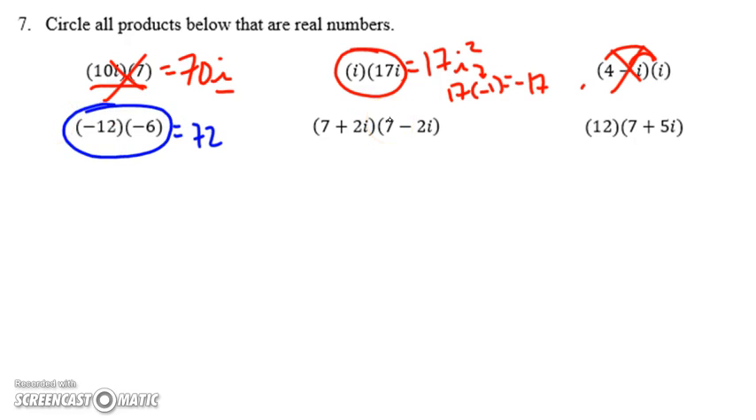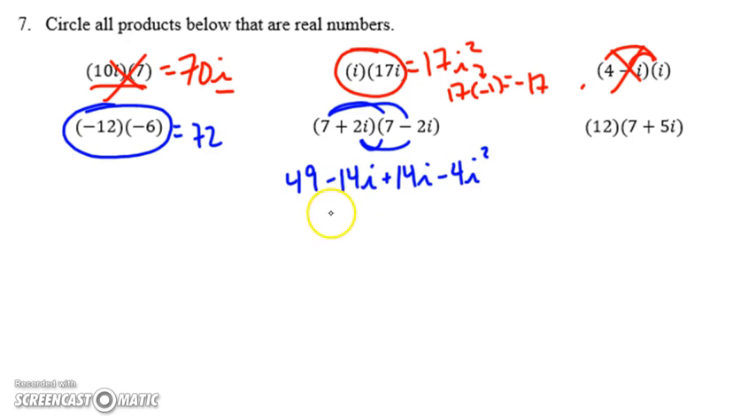Now the next one we have to FOIL. So we have 7 times 7 gives us 49. 7 times -2i gives us -14i. 2i times 7 gives us plus 14i. And then 2i times -2i gives us -4i squared. So we have a bunch of i's in here.